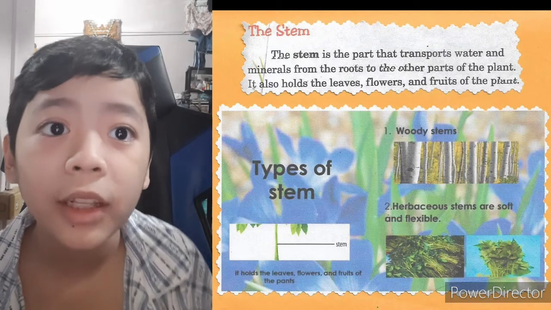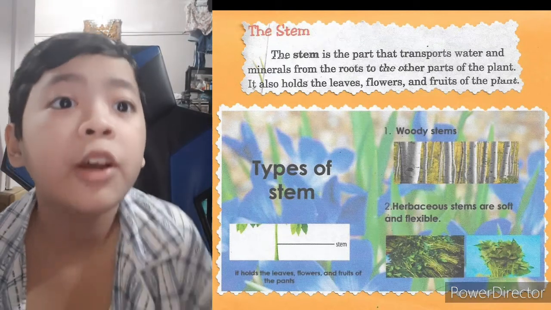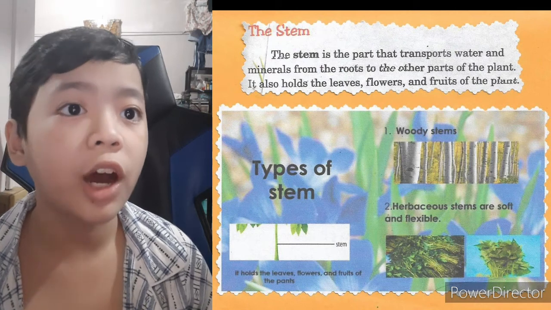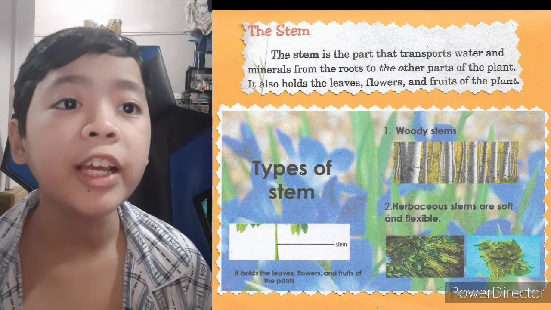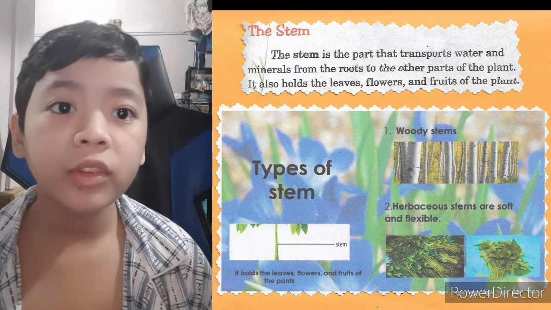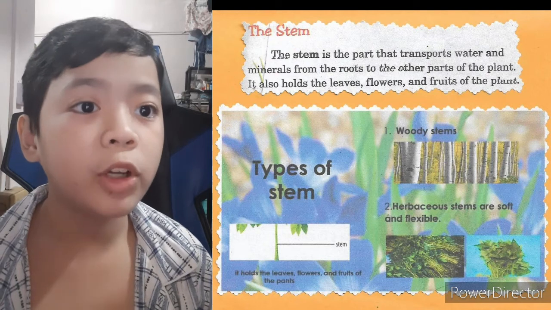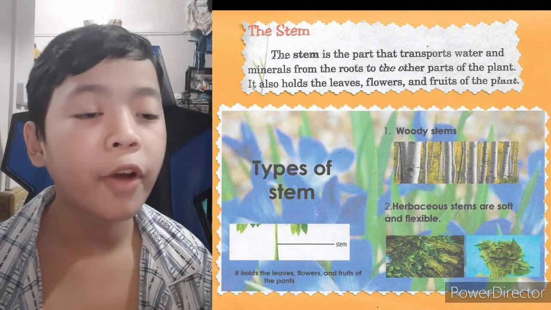The stem. The stem is the part that transports water and minerals from the roots to the other parts of the plant. It also holds the leaves, flowers, and fruits of the plant. Types of stems. Woody stems. Herbaceous stems. Stems are soft and flexible.